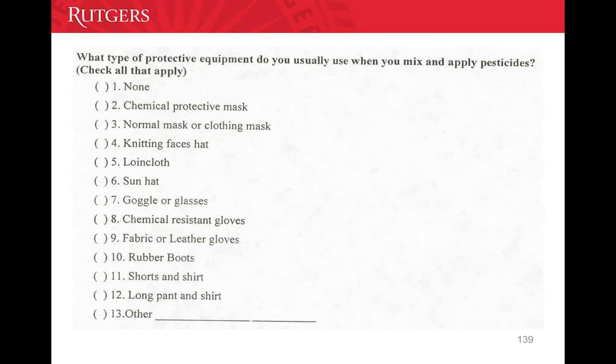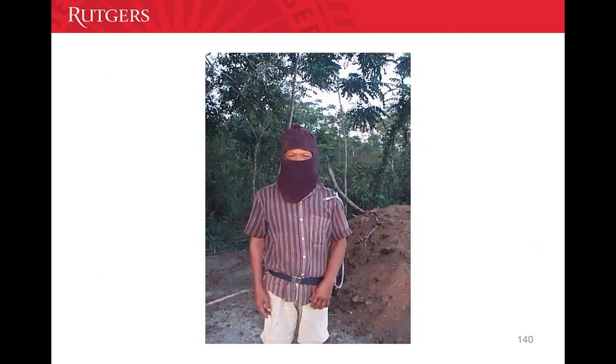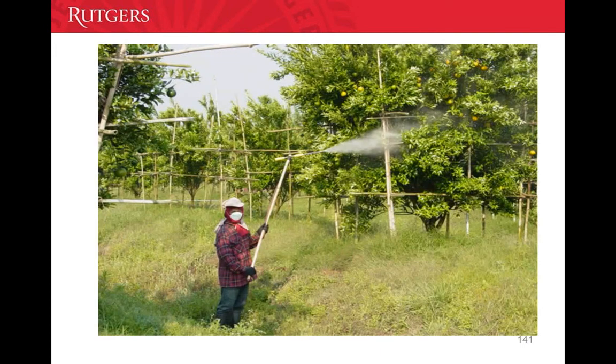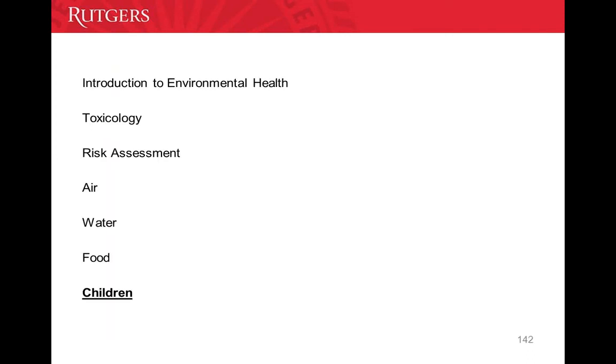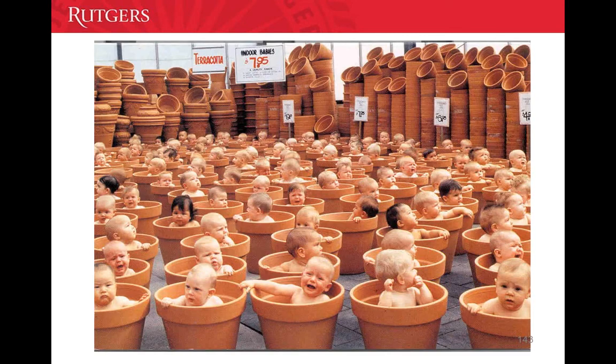The number one answer, none, is a very common answer all over the world. Certainly was here in this work. Working down, you see numbers 4 and 5, knitting faces, hat, and loincloth, which I thought were interesting uses of protective clothing. But here's a farmer who, in his mind, is appropriate as he's producing food with his PPE. He's got a short sleeve shirt, short pants, and a knitting faces hat, or you and I would call it a ski mask. People apply pesticides when they grow the food because they want to increase yields and increase quality, even if it also means an increased risk associated with the pesticide burden.